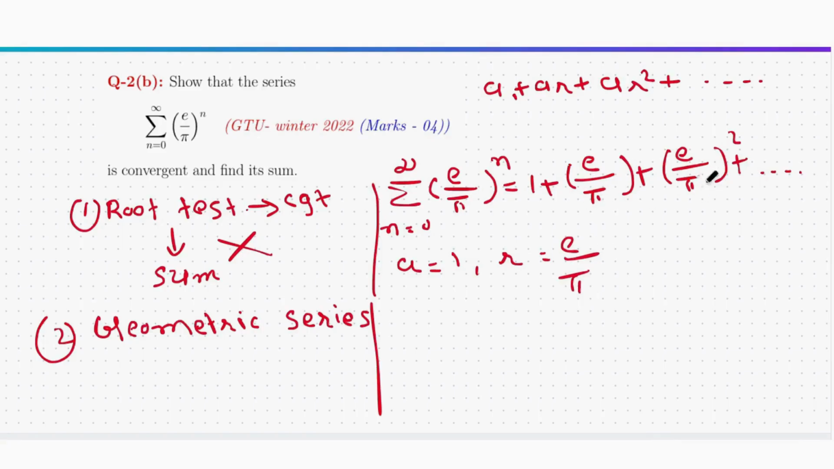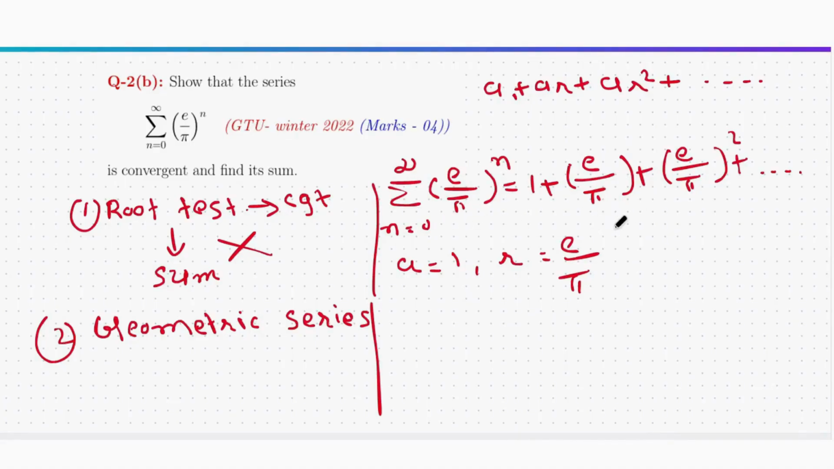In the same way, the third term divided by the second term is (e upon pi) whole square divided by e upon pi, so again we get e upon pi. Every time each term is divided by the previous term, we get a constant number, and this constant number is the ratio r. So here r is e upon pi, and this is a geometric series. The given series is a geometric series with ratio r equal to e by pi and a is 1. Now let's find the convergence of this series.